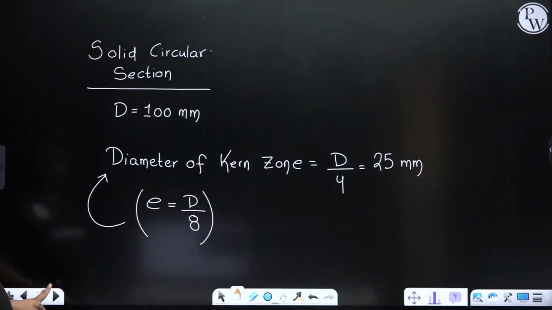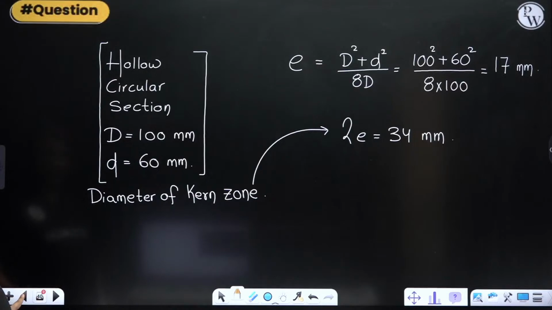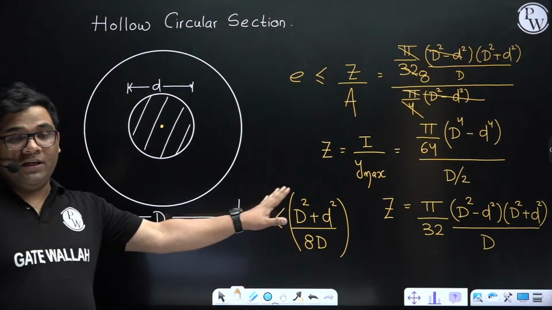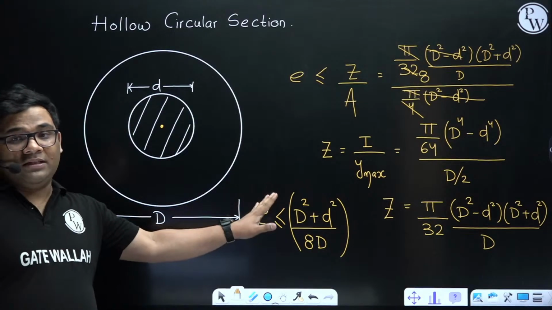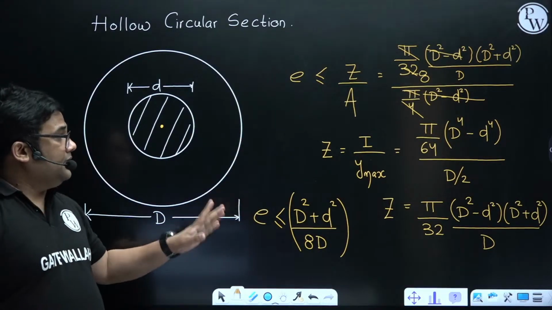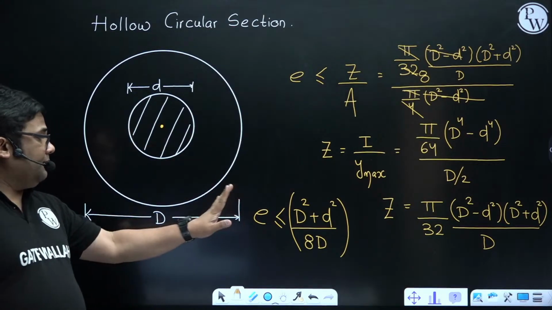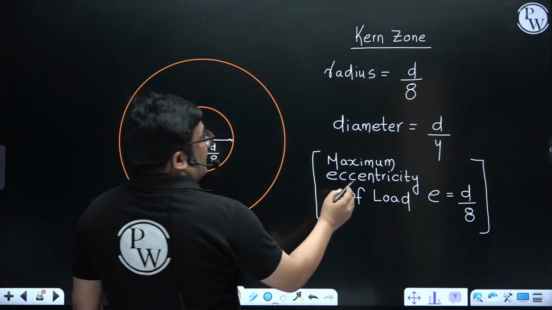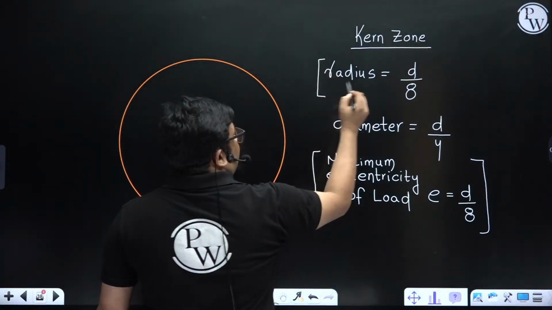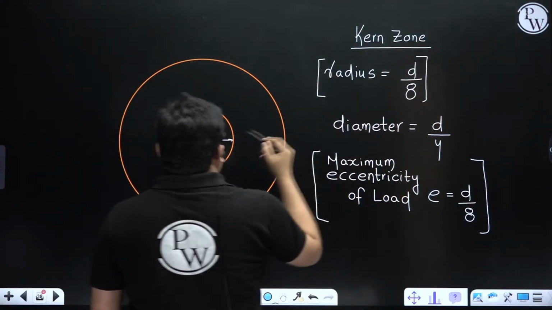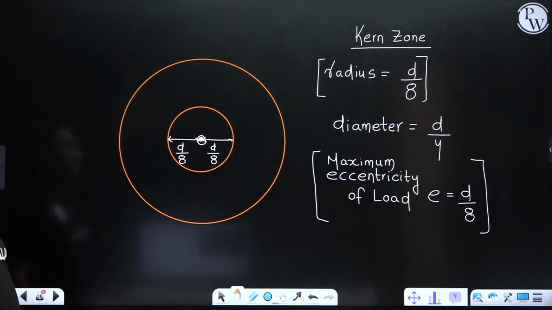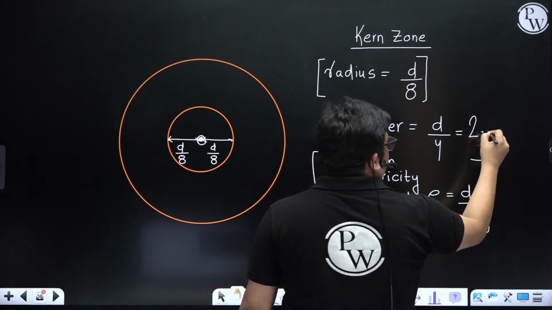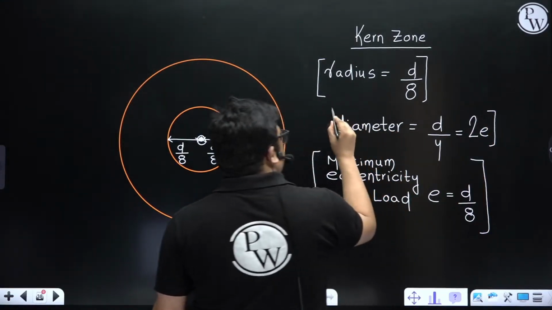Understood? So this kind of very simple question they can ask you, numericals also, and even expressions. They will give you 4 options and ask which one is the right expression for finding the eccentricity. But remember carefully: eccentricity and the radius of the core will be same. Diameter will be 2 times the eccentricity, obviously.